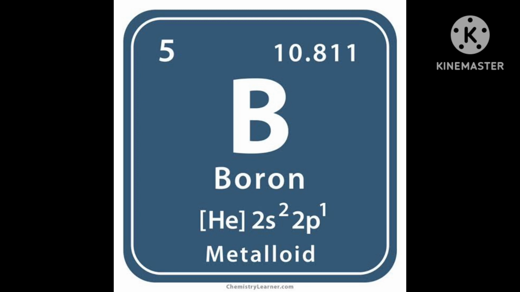Na2B4O7·10H2O is the formula of borax, and it is the most important compound of boron. Now the reaction: borax dissolves in water to give an alkaline solution. Na2B4O7 plus 7H2O gives 2NaOH plus 4H3BO3, which is called orthoboric acid.